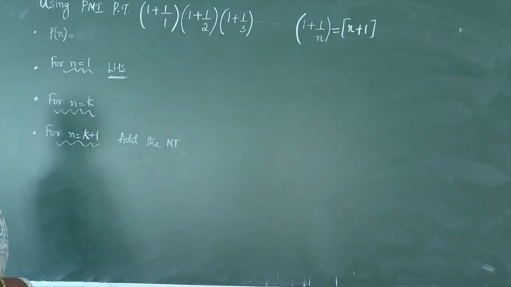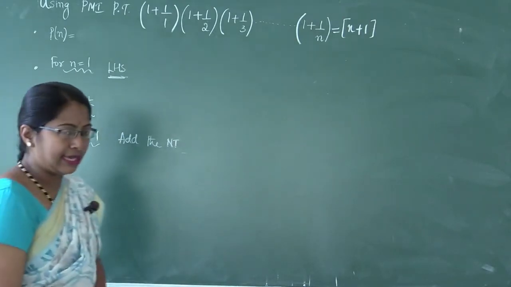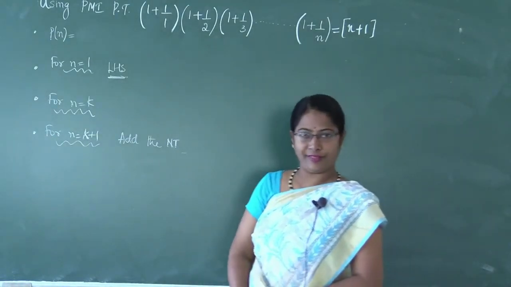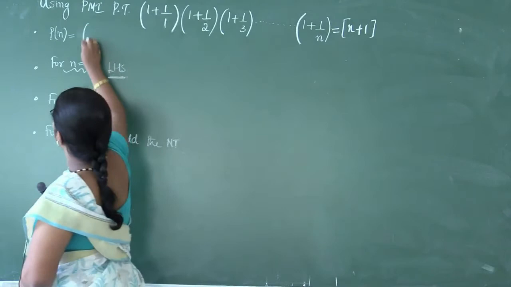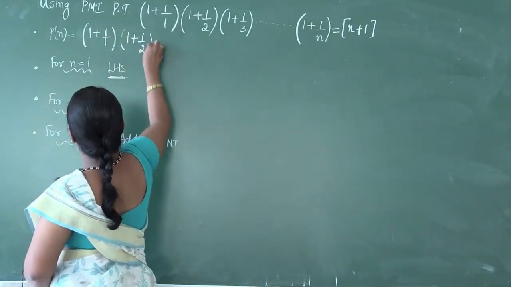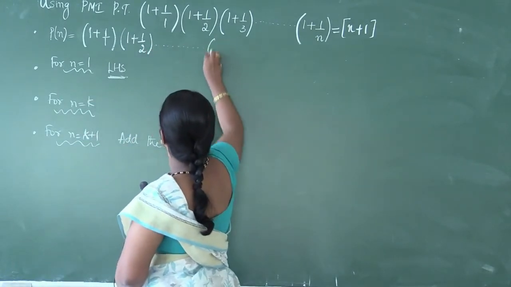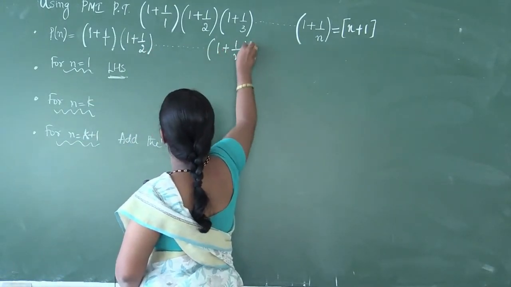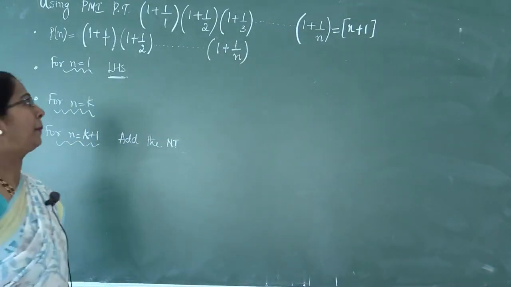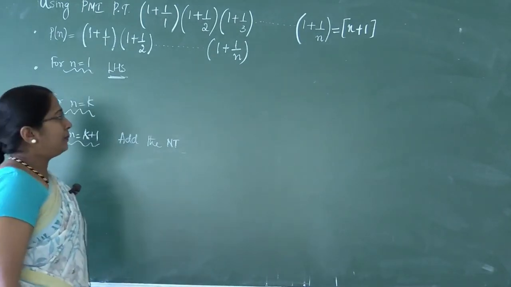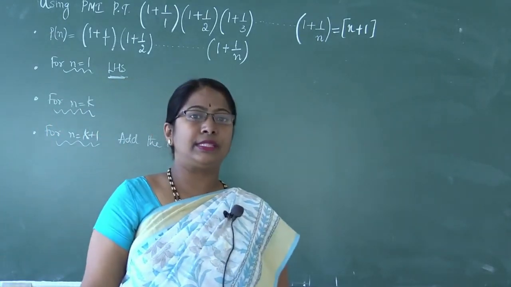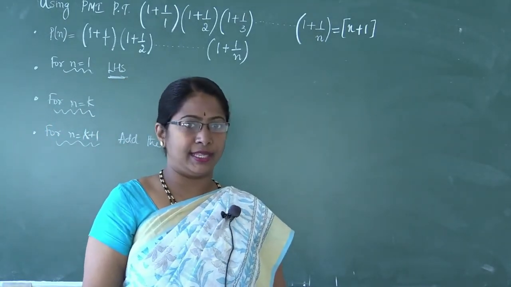Now, what is the first step here? As mentioned earlier, we shall denote the given problem as P of n. So what is P of n equal to now? 1 plus 1 by 1 into 1 plus 1 by 2 into 1 plus 1 by 3 into 1 plus 1 by n. We have denoted the given statement as P of n. Next, we are supposed to assume that the given statement is true for n equal to 1. That is the second step.